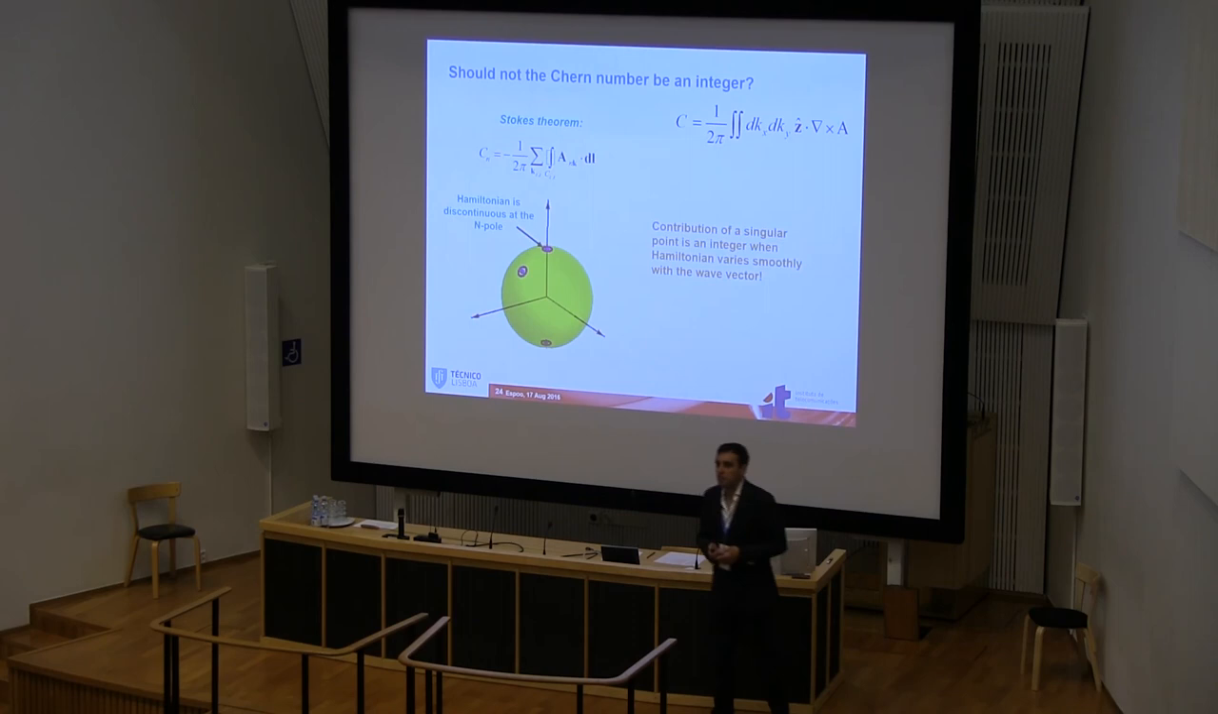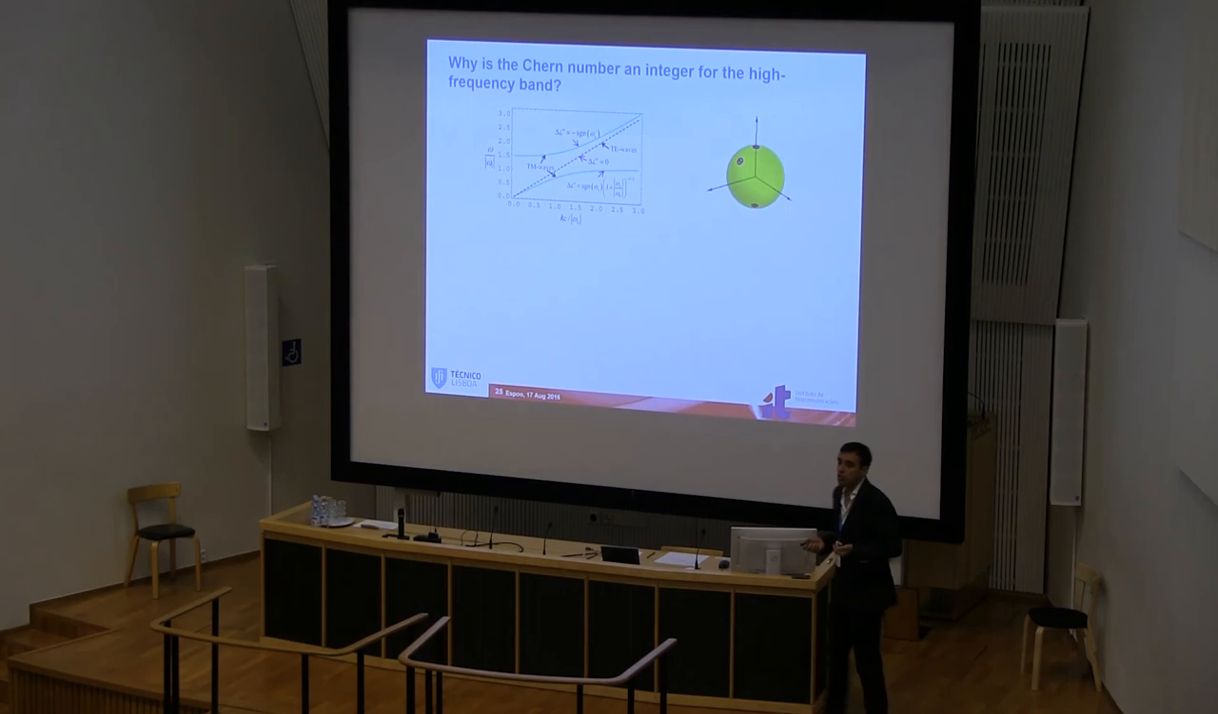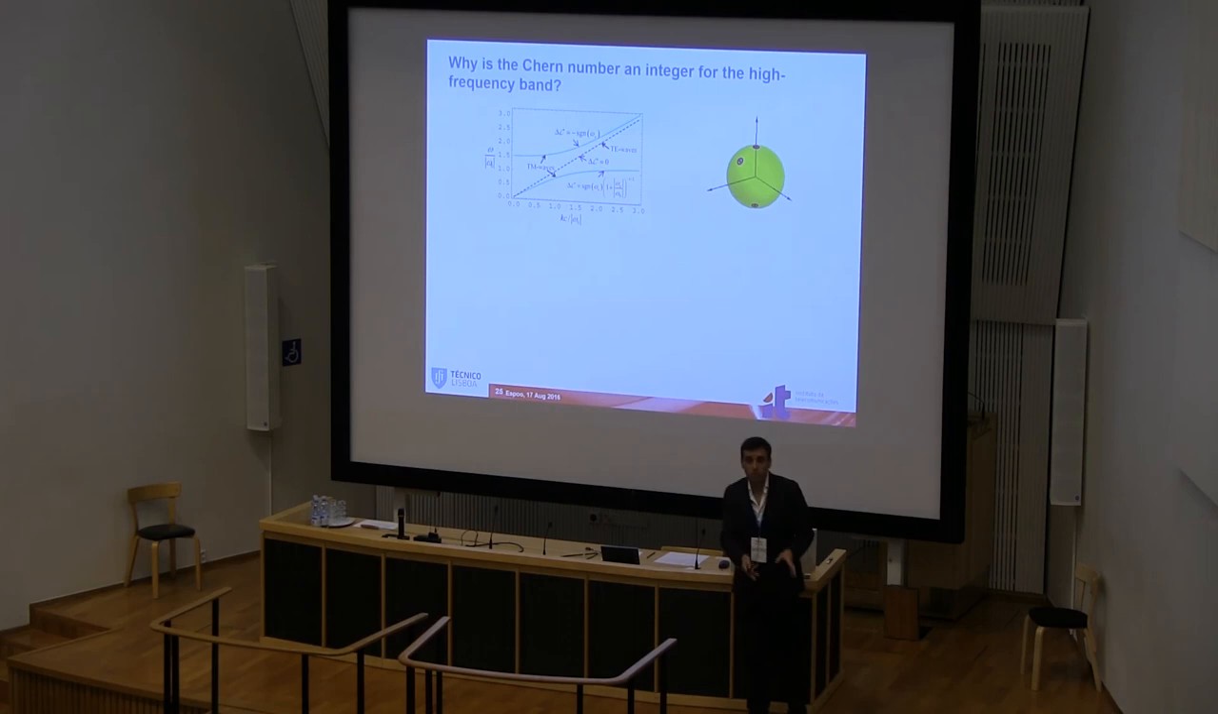So it seems the situation is hopeless. Maybe we cannot put topological photonics in continuous media. But actually, let's look again at the results we found. Okay, we understand this one is not an integer because of this problem. But at the same time, if you look at the other band, we got an integer. So why did it work so well for the top band and it doesn't work for the bottom band?